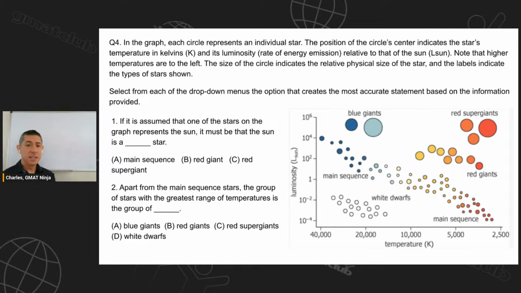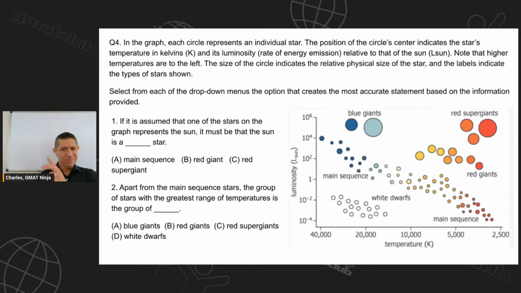You can tackle the questions. Question number 1, if it is assumed that one of the stars represents the sun, it must be that the sun is a blank star. Again, the sun is what you're indexing to here. So the sun is going to be a luminosity of 1. The only thing with luminosity of 1, you look across the chart, it's only main sequence. So number 1, your answer is A.